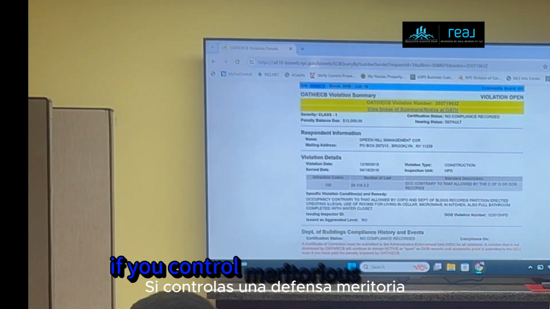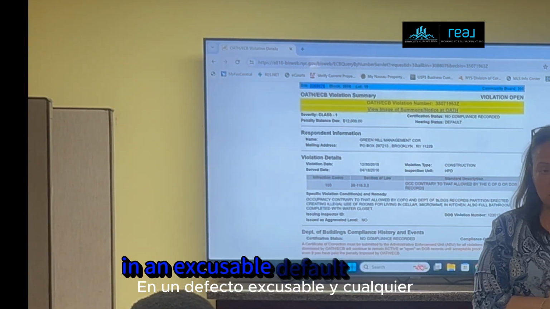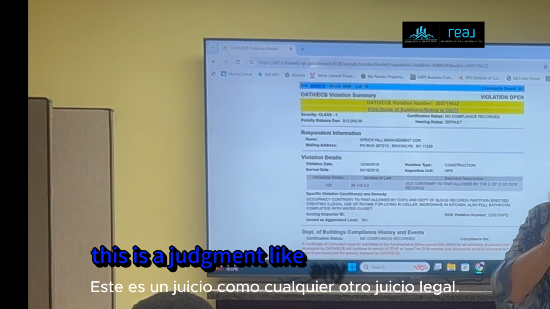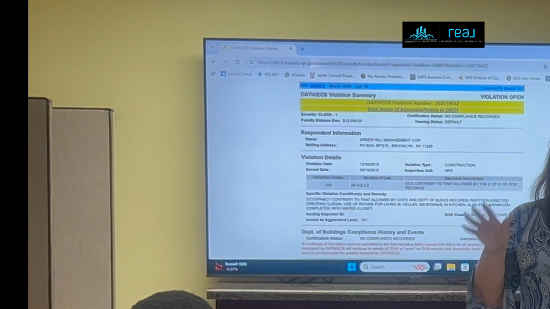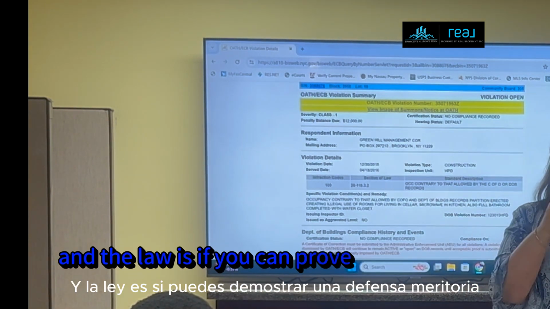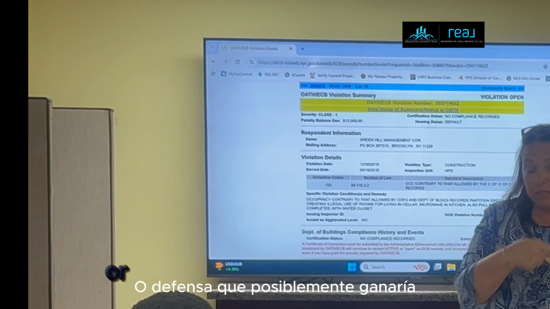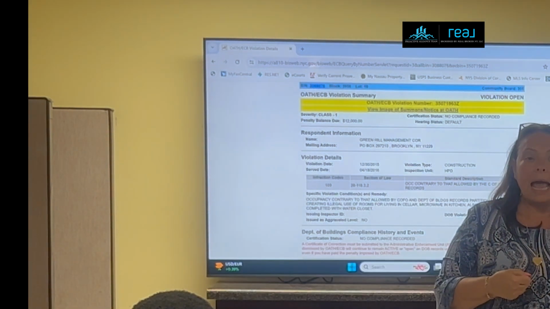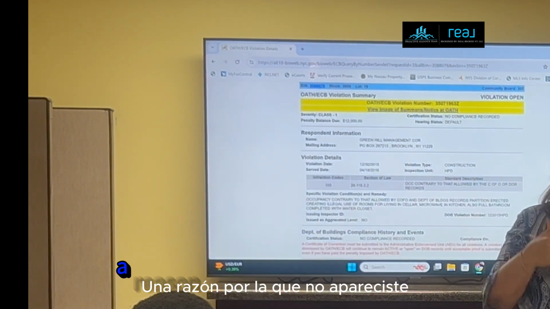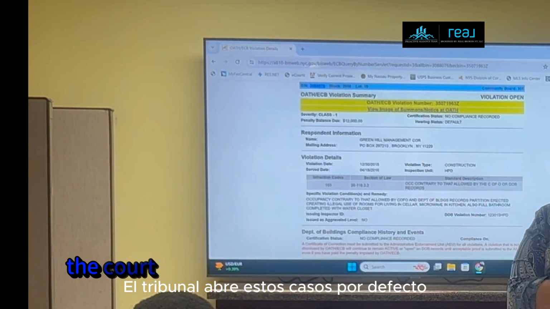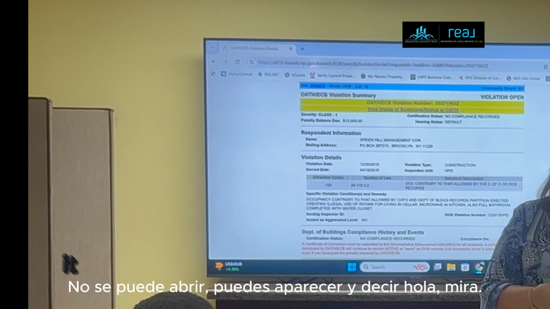If you can show a meritorious defense and an excusable default, this is a judgment like any other legal judgment. And the law is if you can prove a meritorious defense, which is a real excuse or a defense that would possibly win, and an excusable default, a reason why you did not appear, the court opens these cases. So on a default, it can be opened.